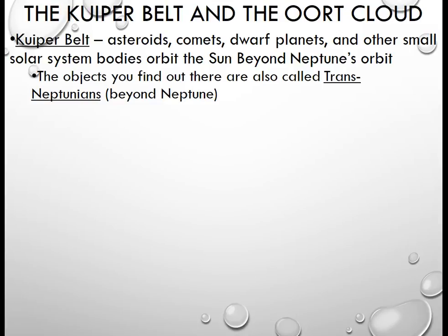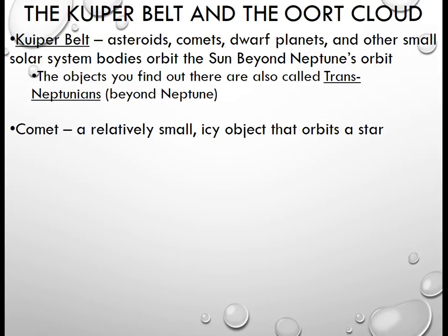So the Kuiper belt contains asteroids, comets, dwarf planets, and other small solar system bodies that orbit the Sun beyond Neptune's orbit. So because they are beyond Neptune, they are called transneptunians. A comet is a relatively small, icy object that orbits a star. We learned about those briefly in one of the episodes of Cosmos that we watched.